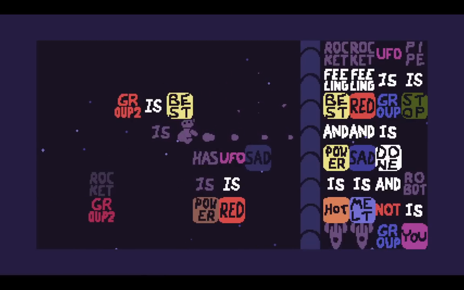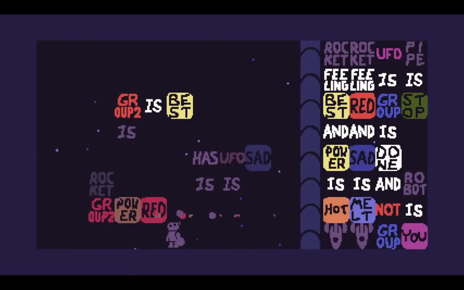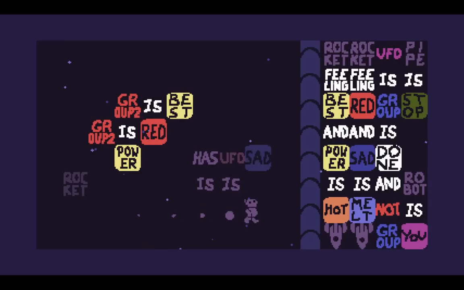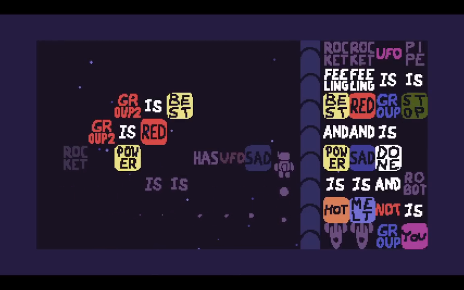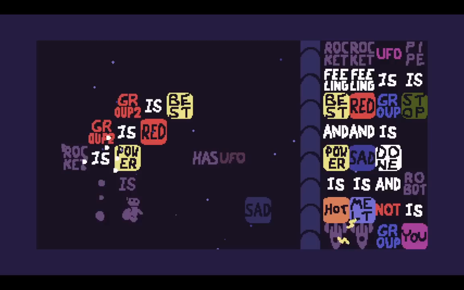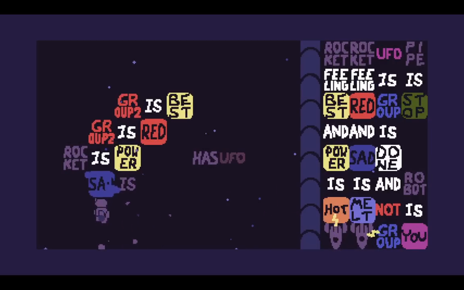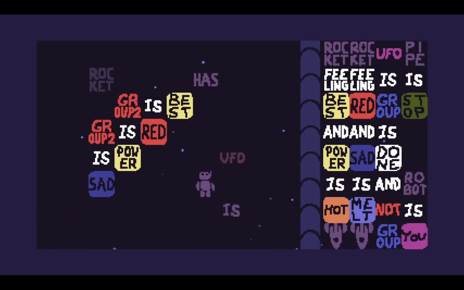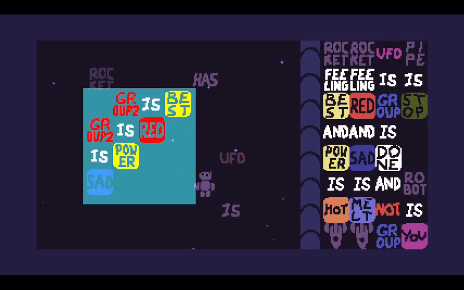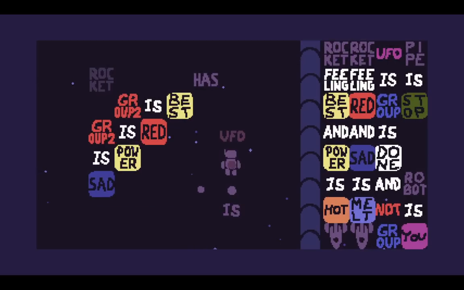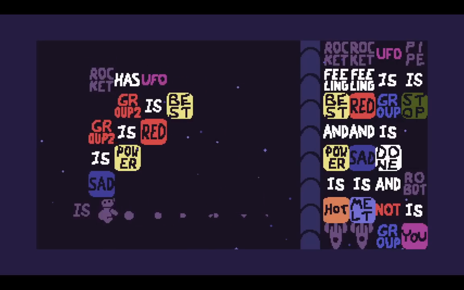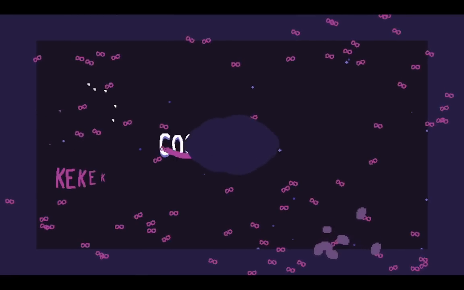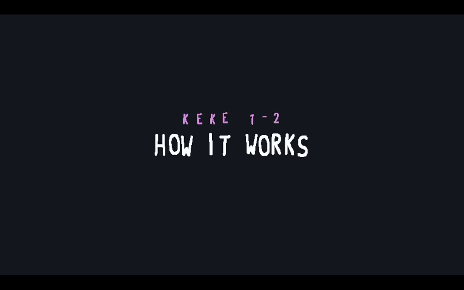Probably we use group 2 to just allow more opportunities to do it. So group is red, is sad. Okay, this looks really complicated, but it's actually pretty easy. And now we need rocket as group, and then rocket as UFO. You can see I'm giving all 4 properties with this structure, and then all I need to do is add rocket as UFO, and the rocket as group on top of that. There we go. How it works.